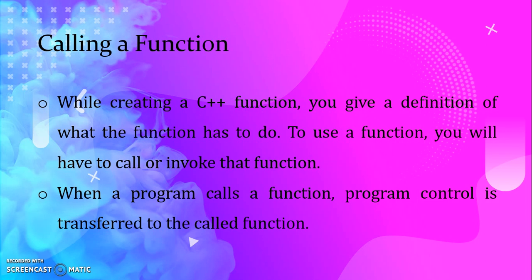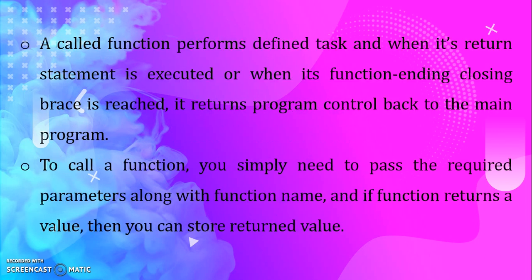While creating a C++ function, you give a definition of what the function has to do. To use a function, you will have to call or invoke that function. When a program calls a function, program control is transferred to the called function. A called function performs the defined task, and when its return statement is executed or when its function ending closing brace is reached, it returns program control back to the main program. To call a function, you simply need to pass the required parameters along with the function name, and if the function returns a value, then you can store the return value.